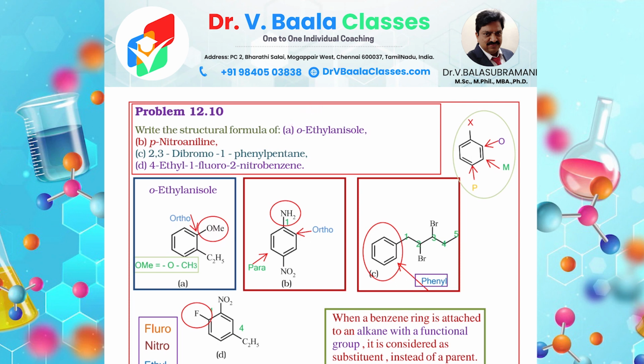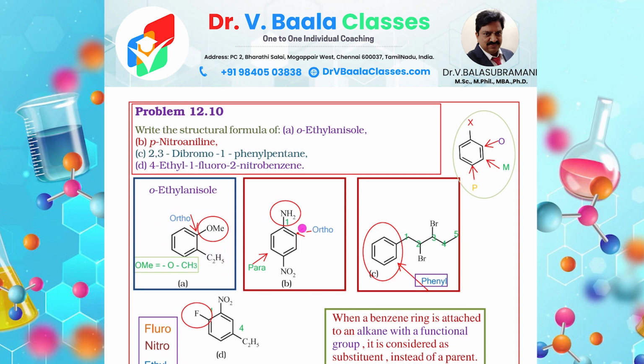Here O is mentioned as ortho. What is ortho? Adjacent position. There are two adjacent positions, but we have only one ethyl group. That's why you can attach one ethyl group in the adjacent position of OMe, that is the anisole group. That is why this is called orthoethyl anisole. Orthoethyl anisole.